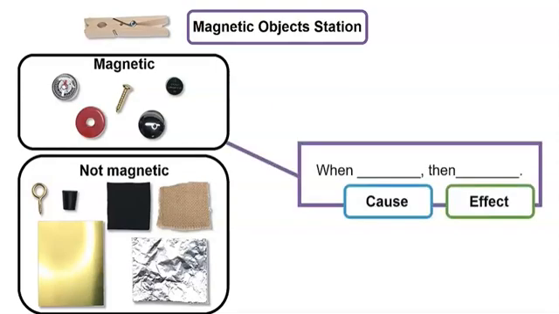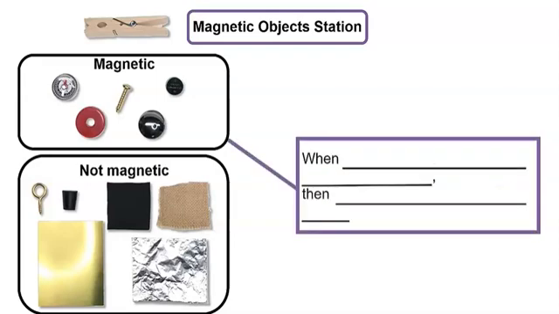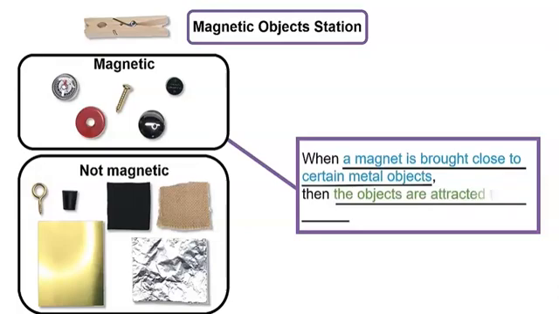Now let's fill out the cause and effect sentence frame for this station. I'll fill in the first blank. I'll write that when a magnet is brought close to certain metal objects. How would you complete this sentence? What was the effect of putting the magnet close to certain metal objects? How about when a magnet is brought close to certain metal objects, then the objects are attracted to the magnet? Is that what you said?